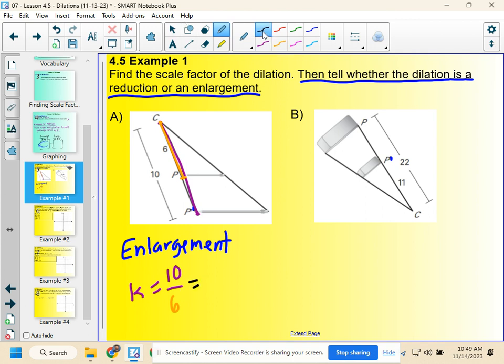So I would say for this one, they're both divisible by 2. I would make this 5. I'd make that 3. There's my scale factor, 5/3. We like fractions, I think, for the most part, better than decimals. So just reduce the fraction.